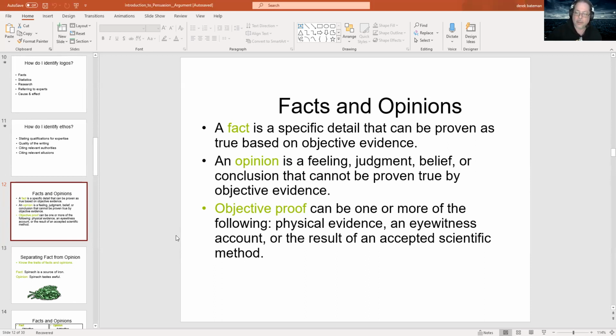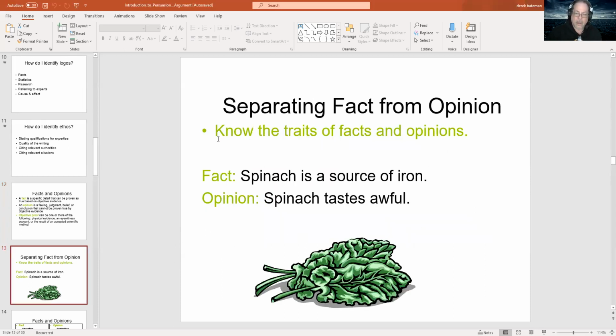Please, please keep that in mind. And you must be attentive to separating fact from opinion. Fact: spinach is a source of iron. This is a fact. There's iron in spinach. Opinion: spinach tastes awful.